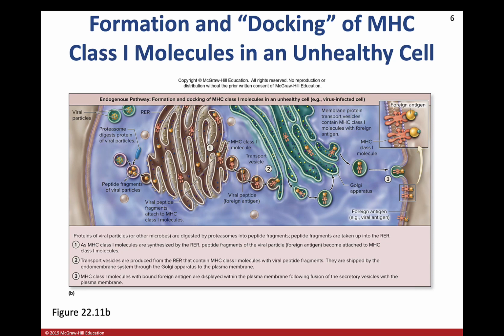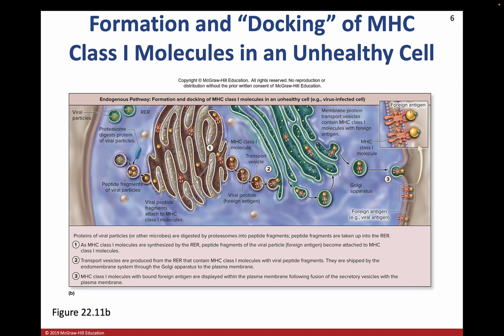Now, we're looking at the docking of MHC class I molecules in an unhealthy cell. So notice we're starting off with viral particles that are inside the cell. They will interact with a proteasome, and this is actually going to digest the protein of viral particles. Now, these peptide fragments of the viral particles will actually form a vesicle, and within the rough endoplasmic reticulum, they will attach themselves to MHC class I molecules.